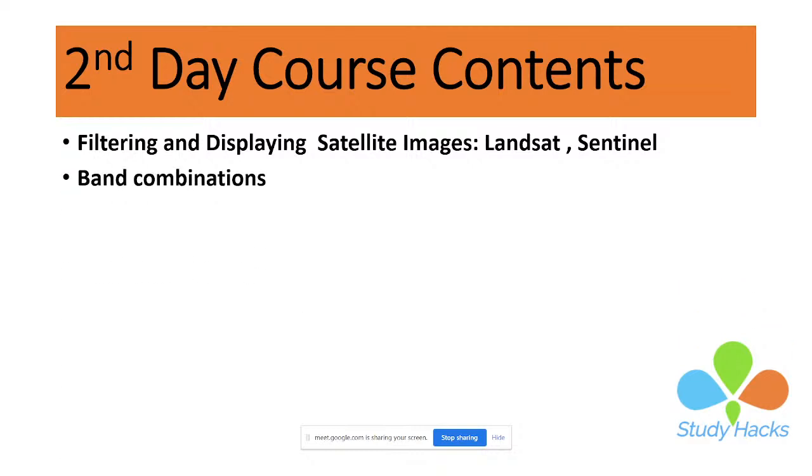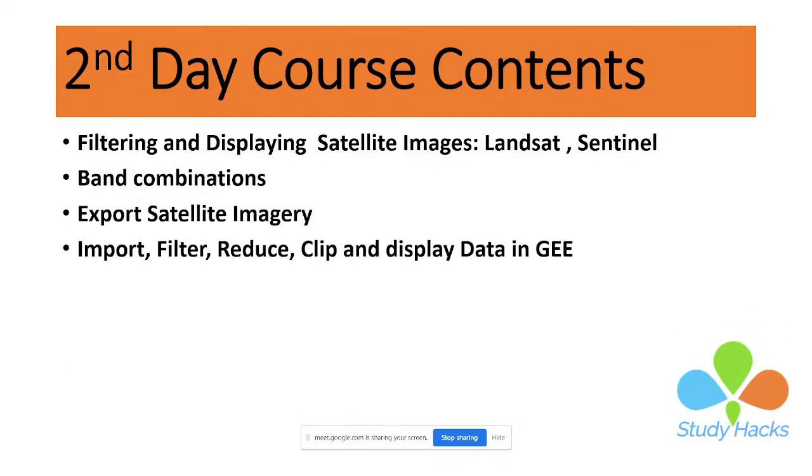Then we also try to discuss the different types of band combinations, suppose false color band combination and true color band combination, and then export the satellite imagery. We will discuss how to easily export the satellite imagery from the Google Earth Engine platform, and how to import, filter, reduce, clip and display data in Google Earth Engine. Then we discuss how to make a time series chart.